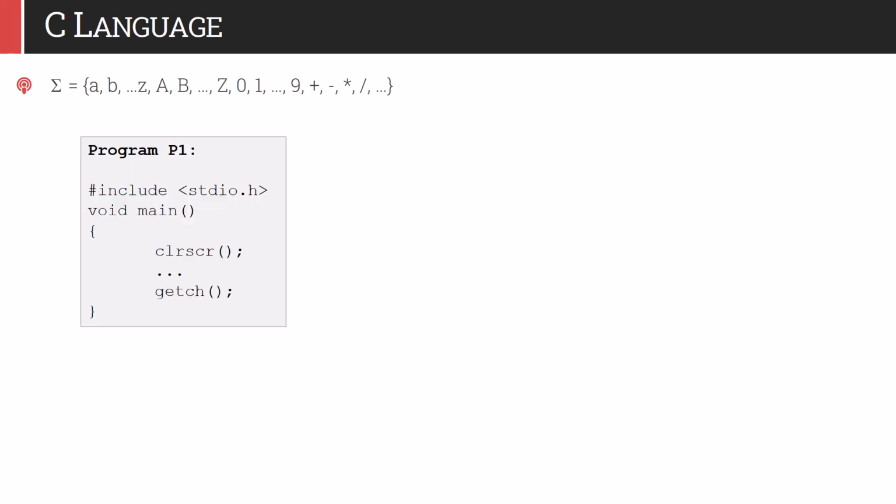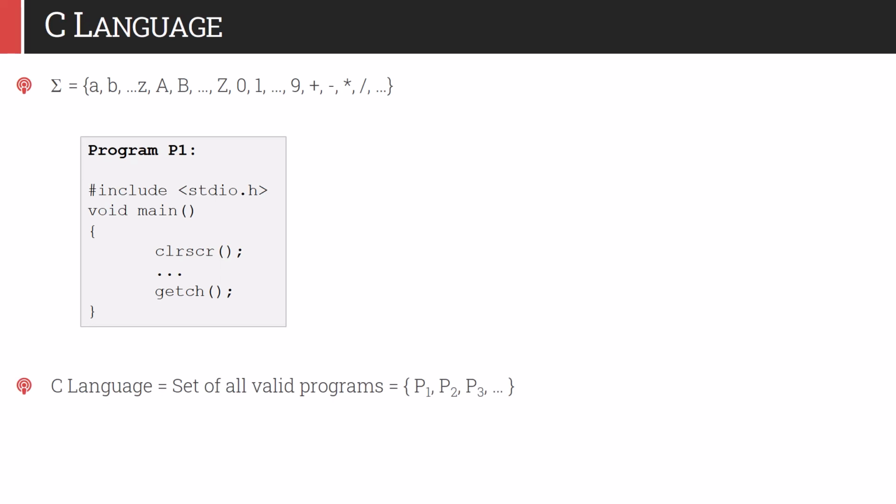And there will be certain rules to define the language. Like for example, program P1, that is #include stdio.h, void main. So this is the syntax of a basic C program. And if it is syntactically correct, then we can say that this program is part of the C language.